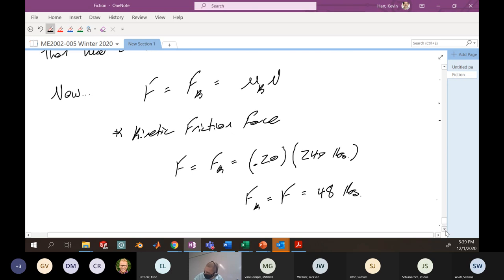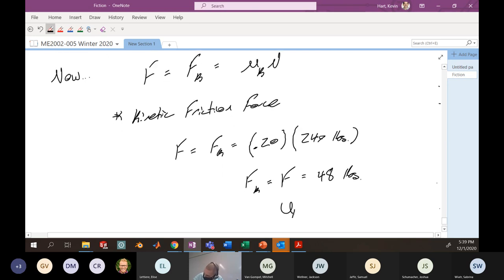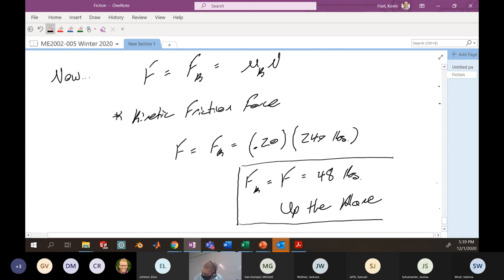And let's give it some directionality. We'll say up the plane, since we know the block will be sliding down the plane. All right, kind of a complicated example, but I think it demonstrates this complicated balance between static and kinetic coefficients of friction, and when you use each one, and how we tackle problems like this. All right, any questions?